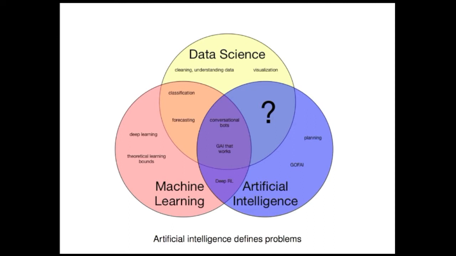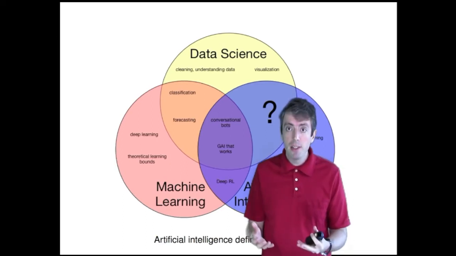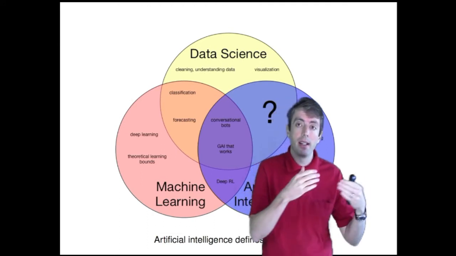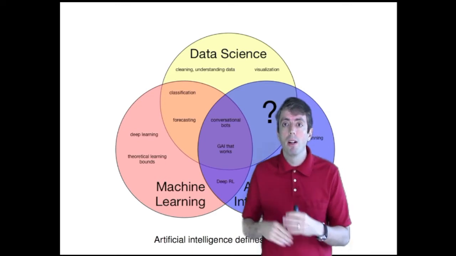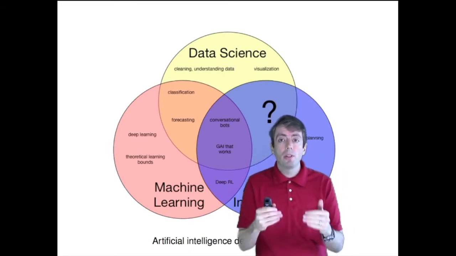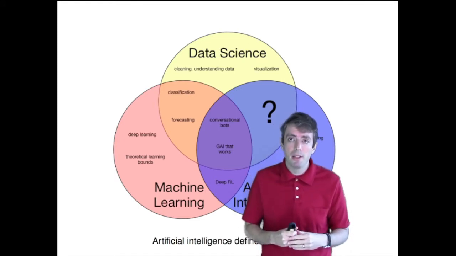Where you have intersection between artificial intelligence and machine learning are on things like reinforcement learning or deep reinforcement learning, where you're trying to get an agent in a world to follow some goals. Applications of this intersection of machine learning and artificial intelligence include things like conversational bots or driverless cars. And in those situations, those are data-hungry applications.